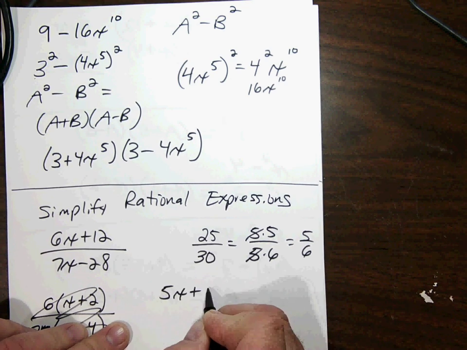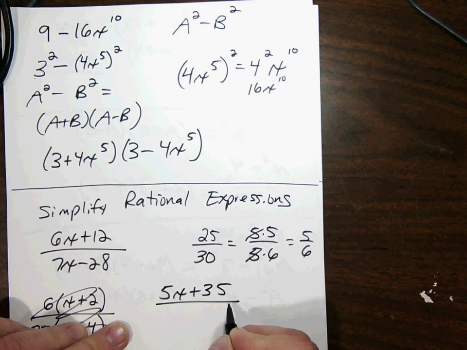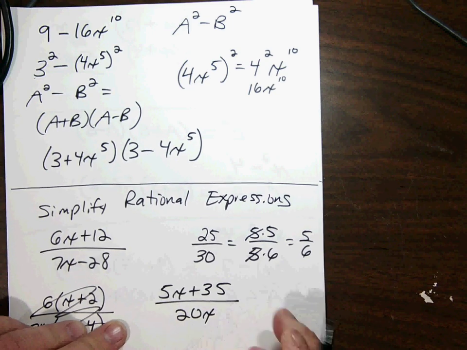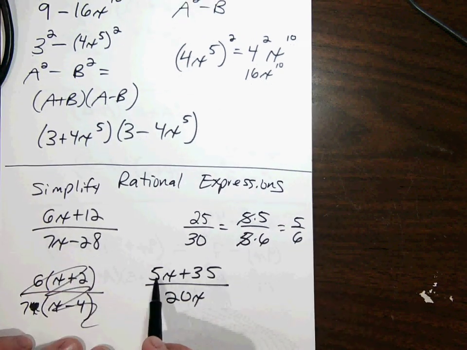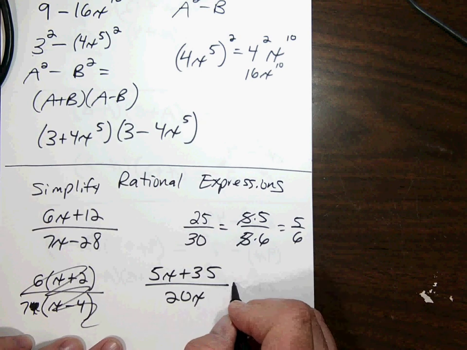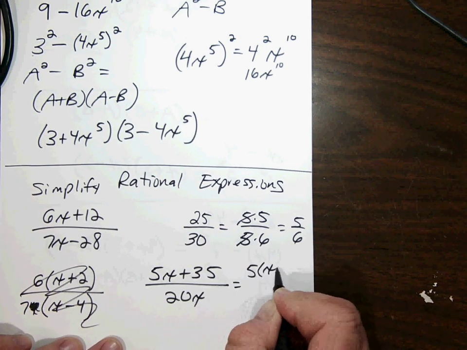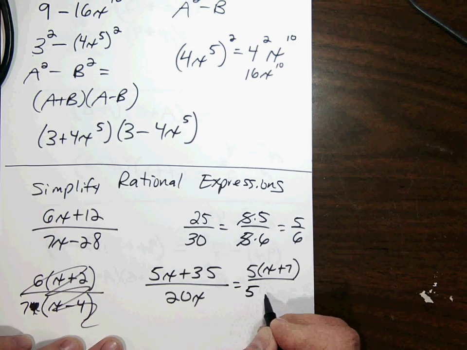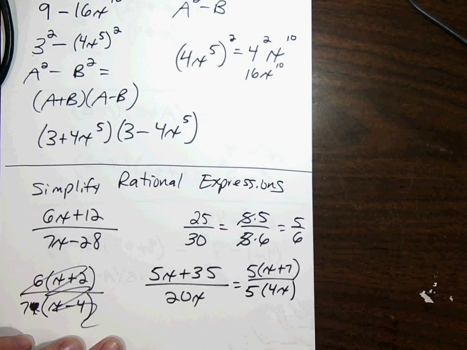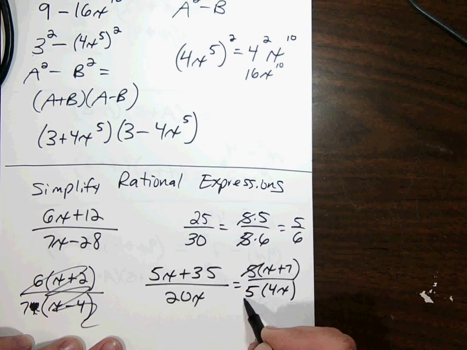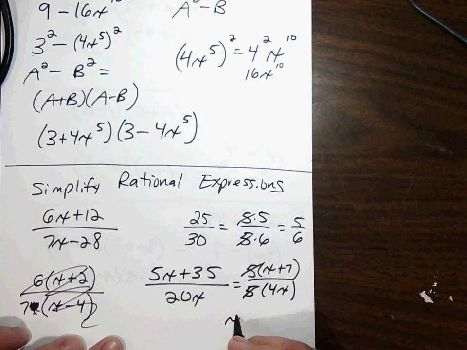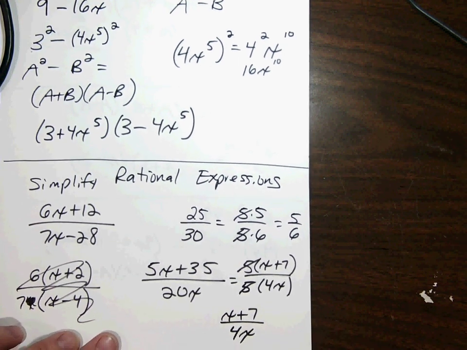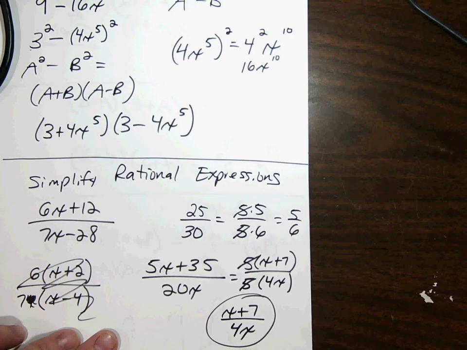5x plus 35 over 20x. Okay, it's a big fraction. Factor my numerator. The only thing common there is a 5 that can be taken out, and I'll have an x plus 7. And down here, my 20, I could call that 5 times 4x, couldn't I, to make the 20x? And then I can cancel those 5's and have x plus 7 divided by 4x. Okay, that's simplified.